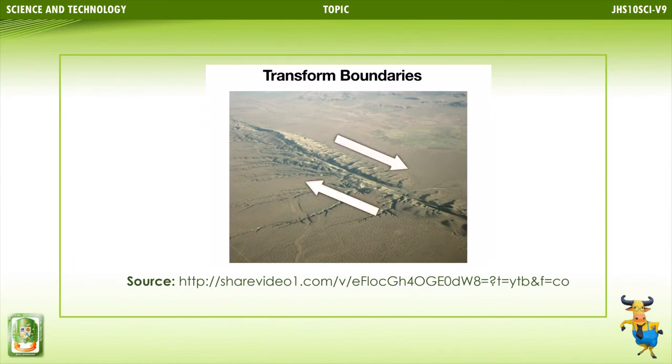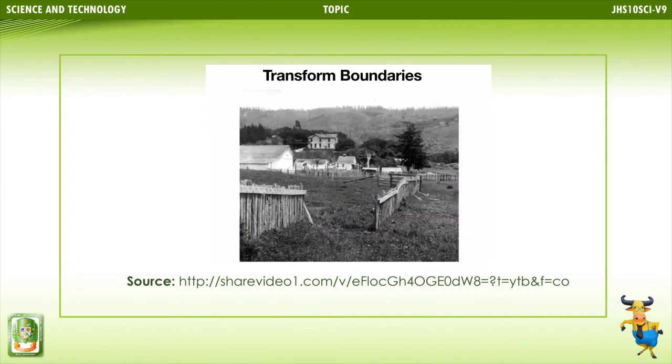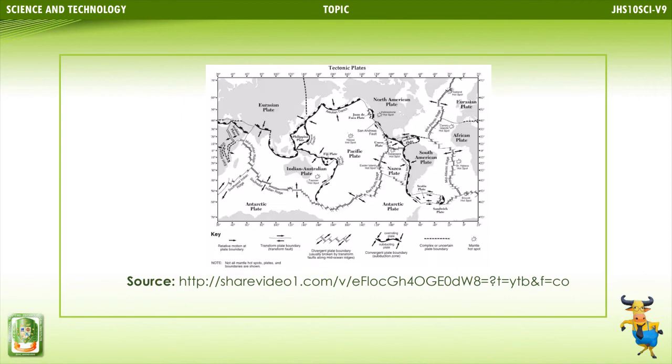Let's go back to our reference table for a minute here and see that the transform boundaries are shown down on the bottom with this symbol, shown in green here. There's a couple of them, not too many, but the most famous and important one would be the San Andreas Fault, shown right there. Again, if you forget how transform boundaries actually work, the arrows kind of reveal the motion, so it's a good tool to use your reference tables.